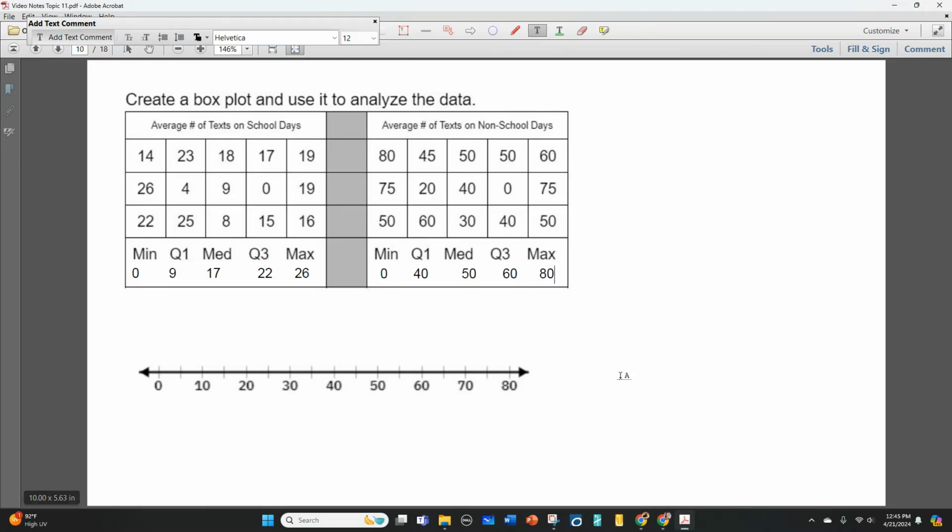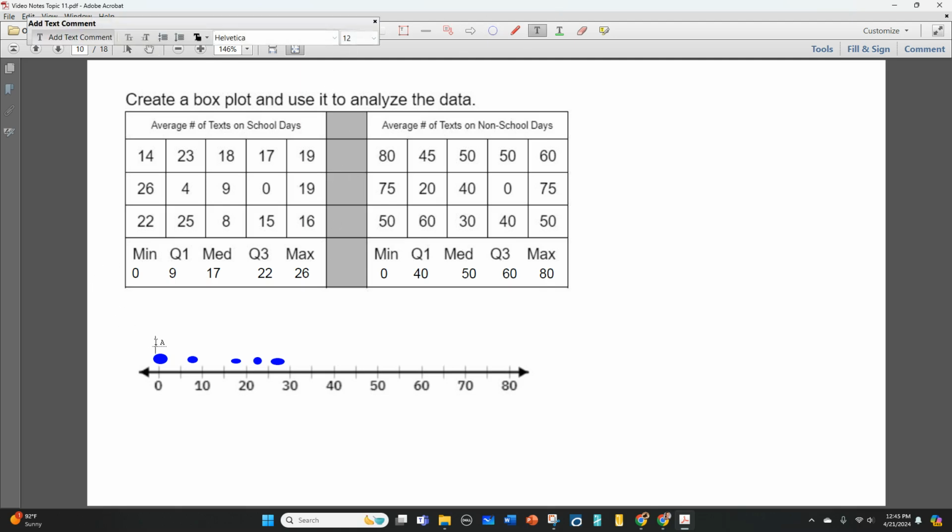All right, so I've got my number line here, evenly distributed. I'm going to start with school days first. I've got a minimum of 0, Q1 of 9, median of 17, Q3 is 22, and max is at 26. It's getting a little squished. Okay, so there's my 5 number summary.